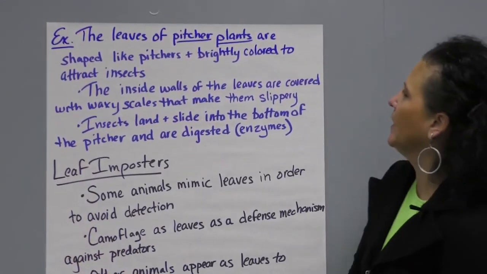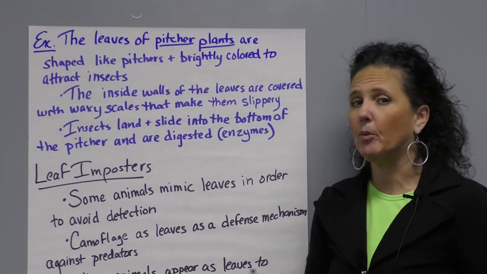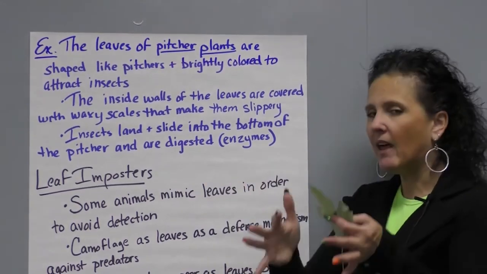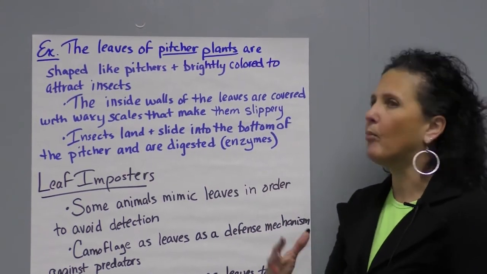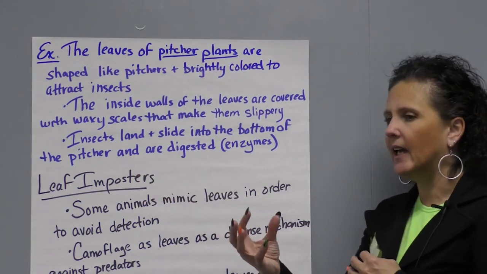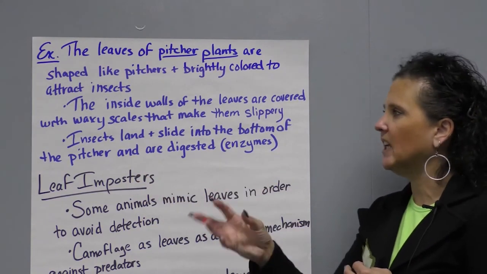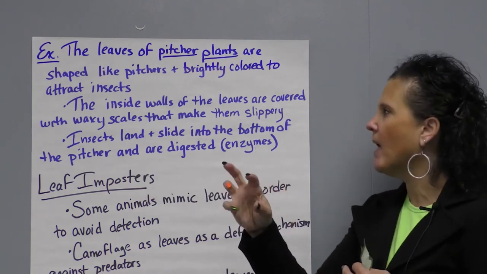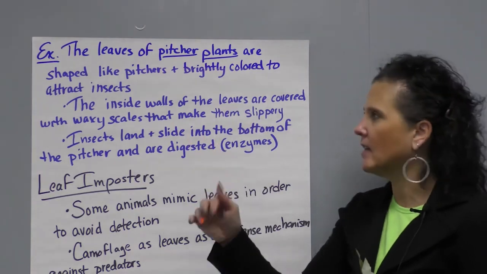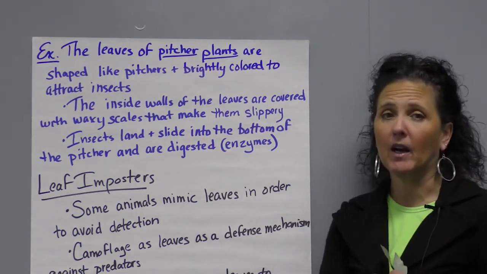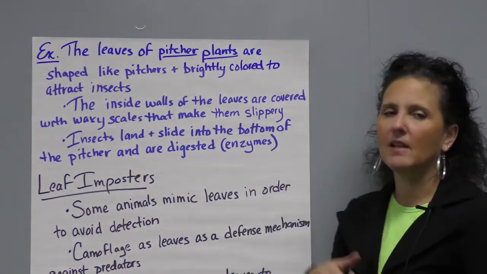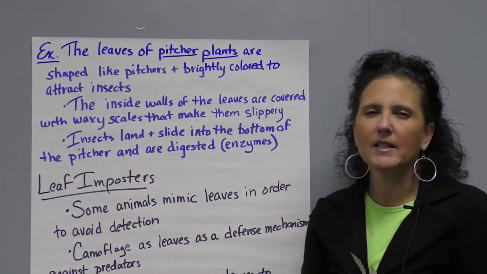Another example of leaves that are specialized are called pitcher plants, like a pitcher that you would put tea in or lemonade, and they're shaped like that, the leaves are, and they're brightly colored because the insects like bright colors. So it gets the insect in, and then the inside walls of those leaves have waxy scales on them, and that makes them super slippery, and the flies or whatever insect it is go to the bottom and get trapped there. And once they're trapped there, then they are digested by those enzymes. So that's just sort of an idea of specialized.